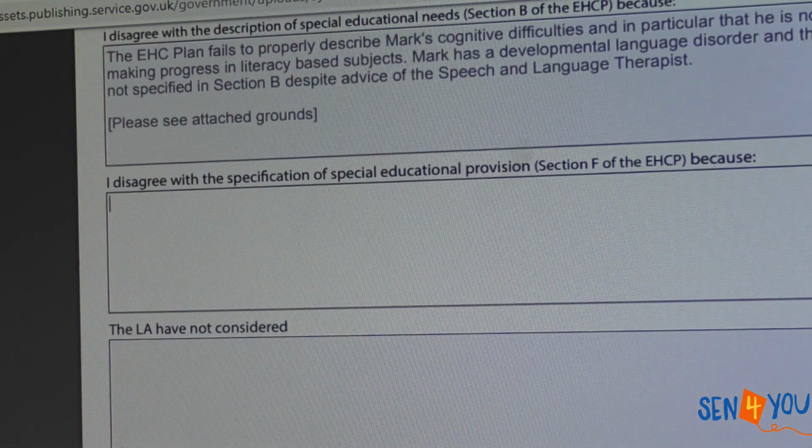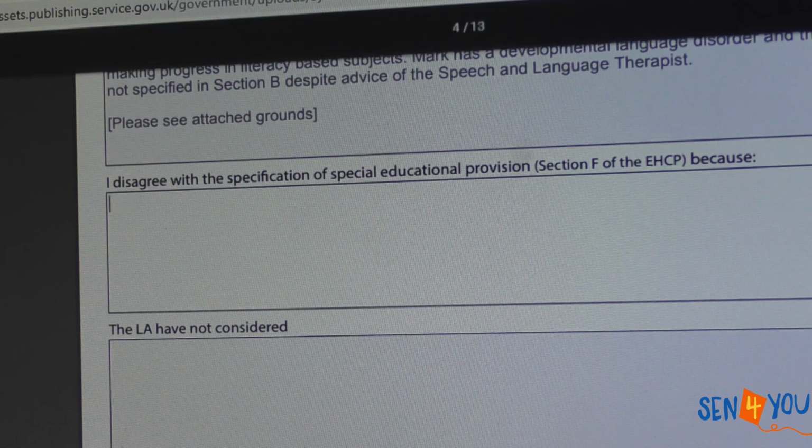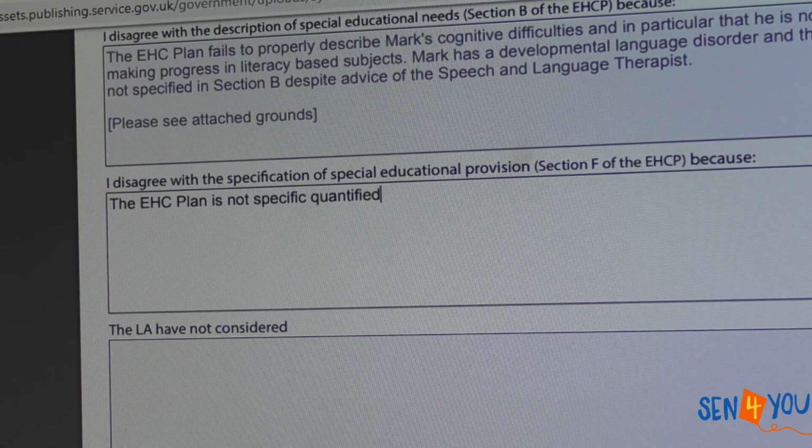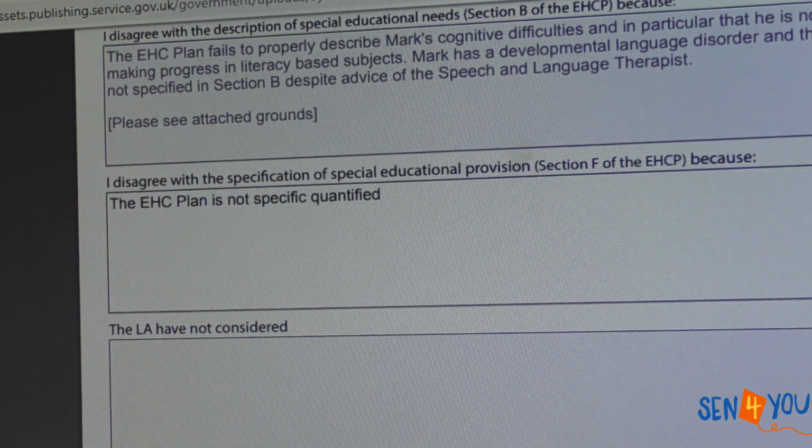So here we might say the EHC plan is not specific or quantified. So all EHC plans have to specify clearly the level of support that the child's going to get, and to specify therapies, the frequency of them, and so forth. So we're going to highlight to the tribunal, we've read our EHC plan and we're not happy with it. So we're going to give the tribunal a flavour of the issues that we want them to look at.